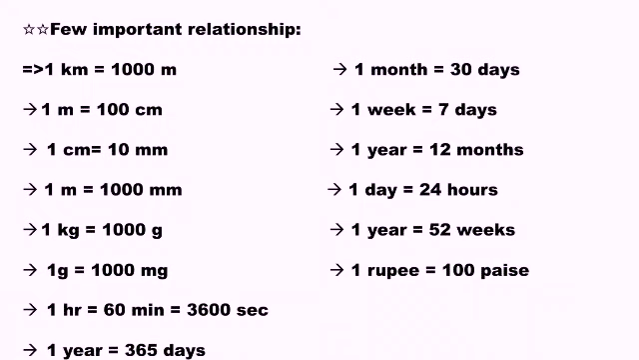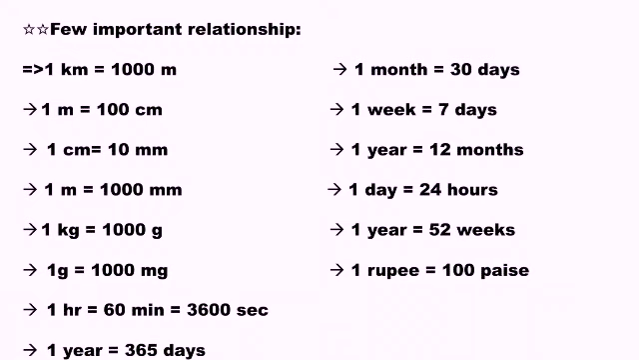Next, let us discuss mass. We have learned in the Who is Heavier chapter what mass is and what its unit is. The standard unit of mass is kg, kilogram. Here we have to learn these rules: 1 kg equals 1000 gram, and 1 gram equals 1000 milligram.